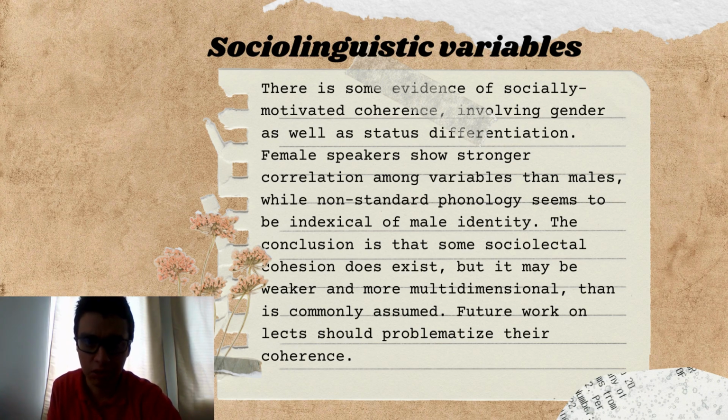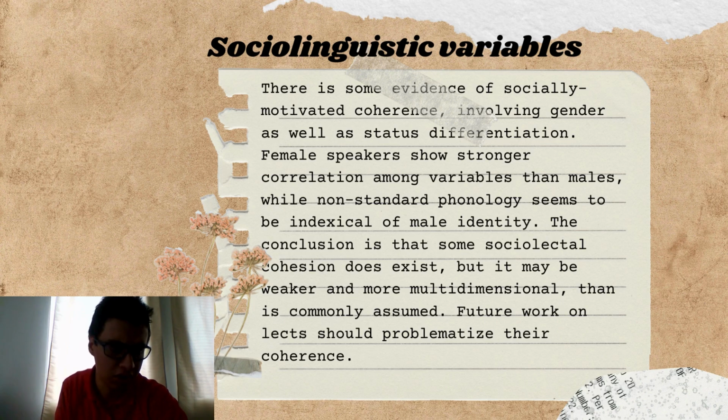Sociolinguistic variables. There is some evidence of socially motivated coherence involving gender as well as status differentiation. Female speakers show stronger correlation among variables than men. While non-standard phonology seems to be indexable to male identity, the conclusion is that some social cohesion does exist, but it may be weaker and more multidimensional. It is commonly assumed. Future work on sociolects should prioritize this coherence.